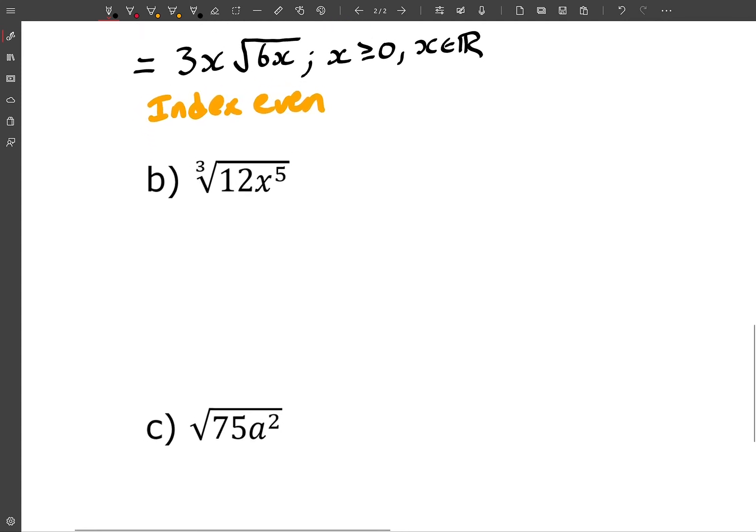If we look at the cube root of 12x to the power of 5, similar idea here. We're going to be looking at the cube root, and again, I'm going to break this down, but this time I'm going to use prime factorization, just so we can see different methods. So 12, if I prime factorize that one all the way down, is 2 times 2 times 3.